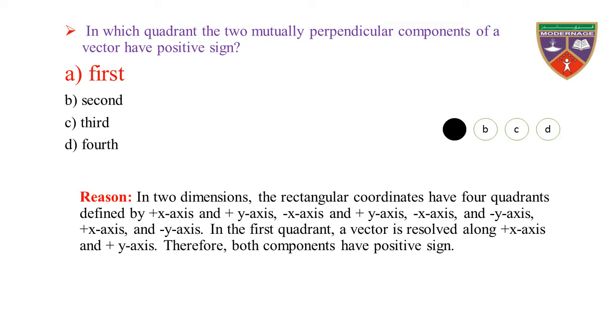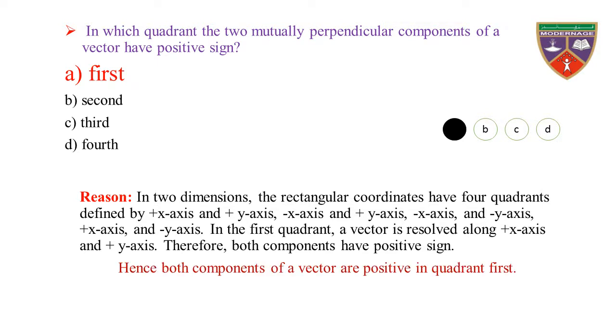Reason. In two dimensions, the rectangular coordinates have four quadrants defined by positive x-axis and positive y-axis, negative x-axis and positive y-axis, negative x-axis and negative y-axis, positive x-axis and negative y-axis. In the first quadrant, a vector is resolved along positive x-axis and positive y-axis. Therefore, both components have positive sign. Hence, both components of a vector are positive in first quadrant.